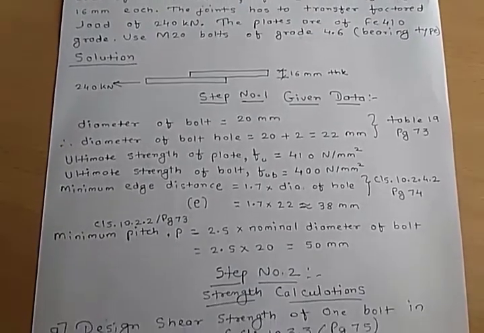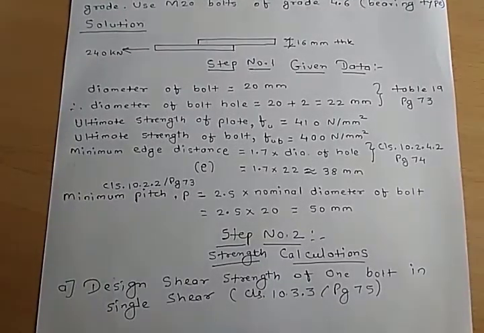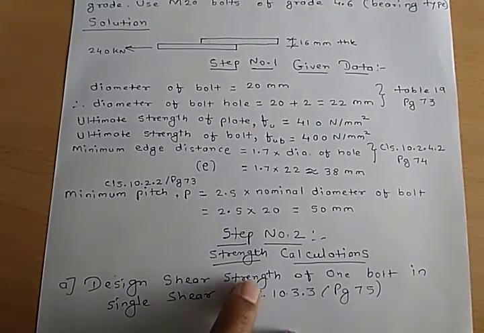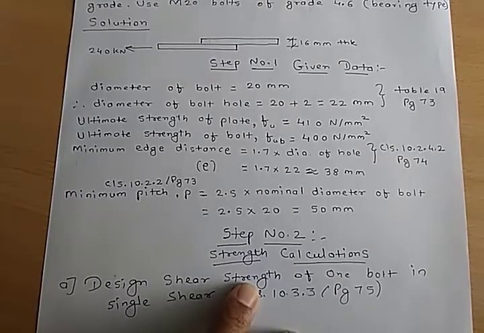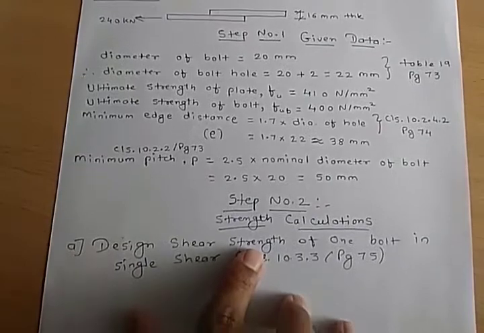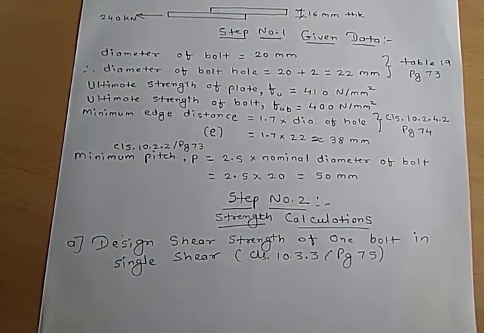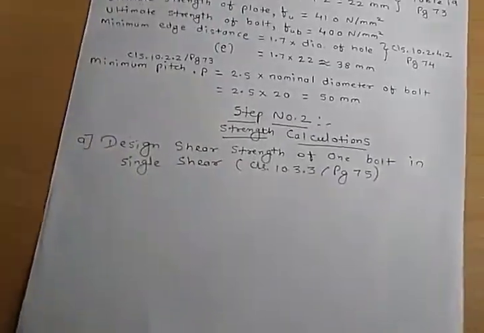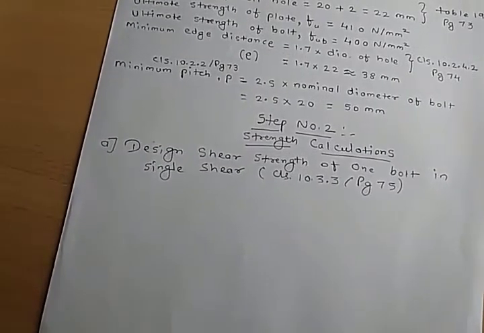In this case, the solution consists of step number 1: diameter of bolt, diameter of hole, ultimate strength of the plate and bolt, and then minimum edge distance and minimum pitch distance. Now we will go through step number 2, where the strength calculations are. Design shear strength of one bolt in single shear. So this is as per clause 10.3.3, page number 75.